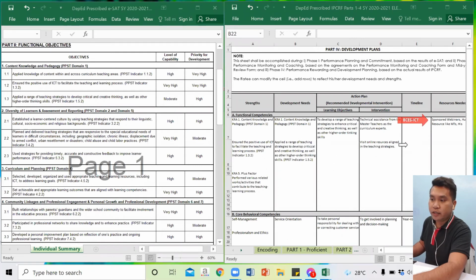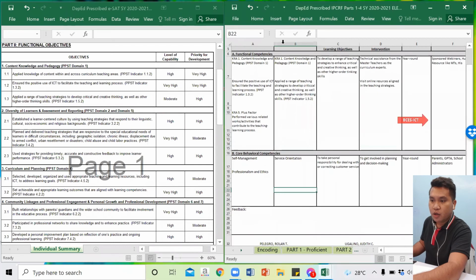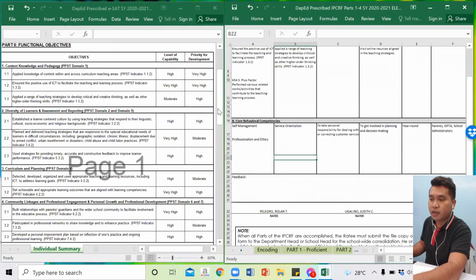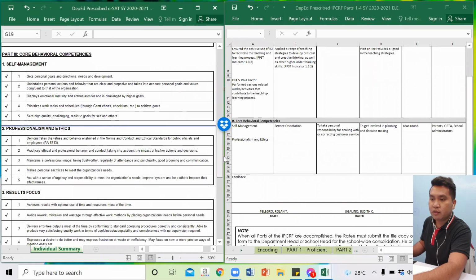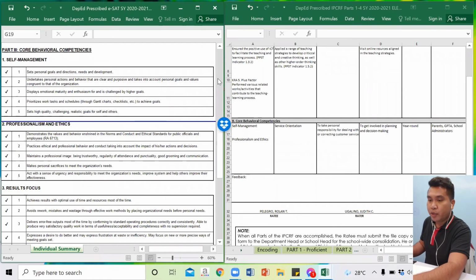Now let's proceed to letter B, the core behavioral competencies. Just like what we did in the functional competencies, you go down here. You have a lot of core behavioral competencies, but only get one. But again, you can put here as many as you can. You go here for the strength. When we say strength, try to look at which core behavioral competency you have the most number of checks. In my case, for the demonstration, I have here self-management. I have a perfect check, and also for professionalism and ethics.